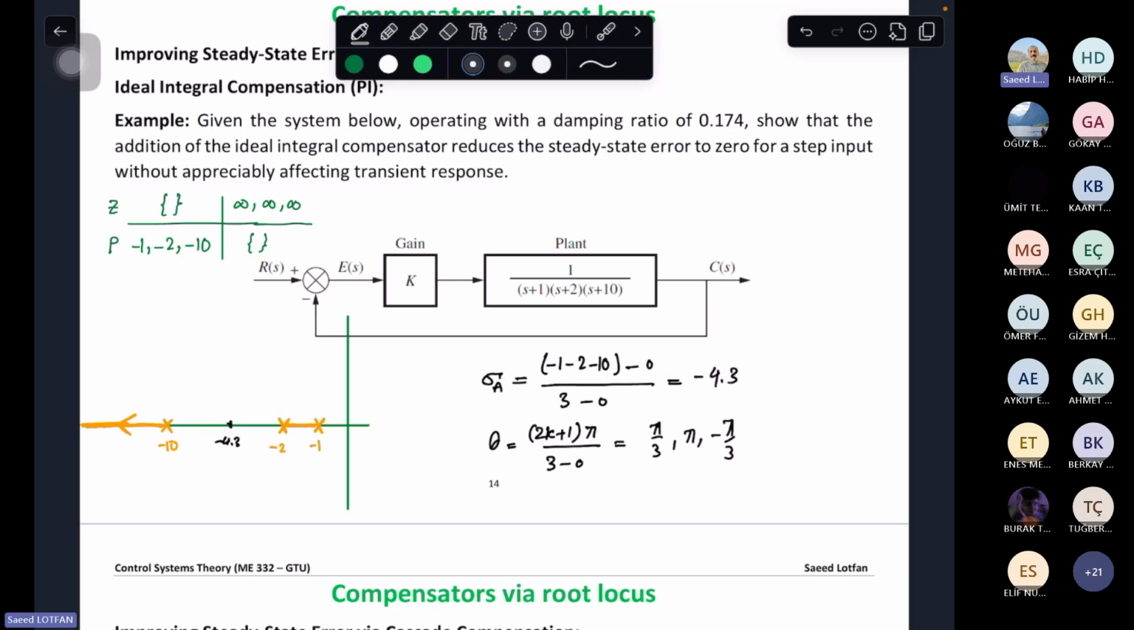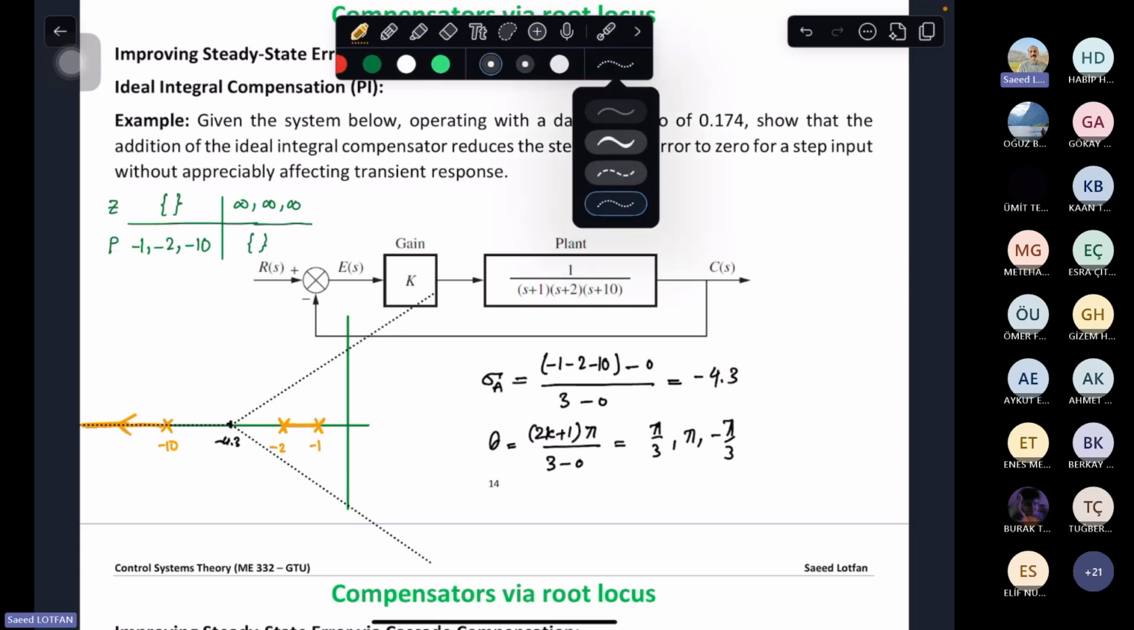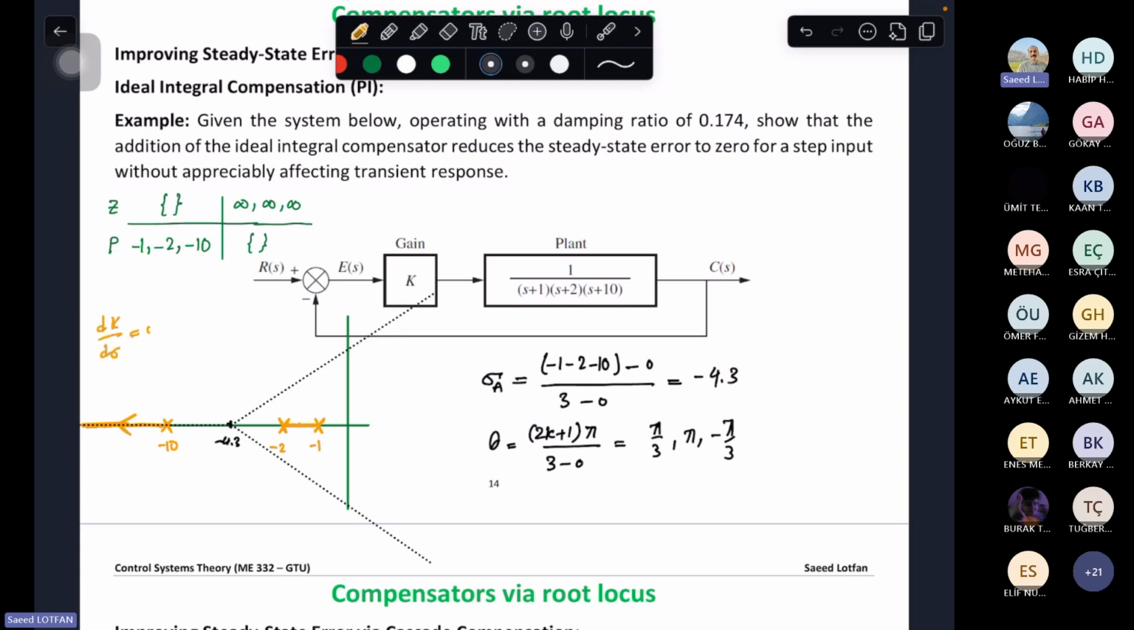And I have one asymptote like this, which is showing that the -10 pole is going to infinity with that asymptote. Now I can say that I have the breakaway point somewhere here. To find it, I know that I have to do dK/dσ equal to 0 to find the sigma where the breakaway is happening. But for now, something like this. So this is the root locus of the system in this condition.